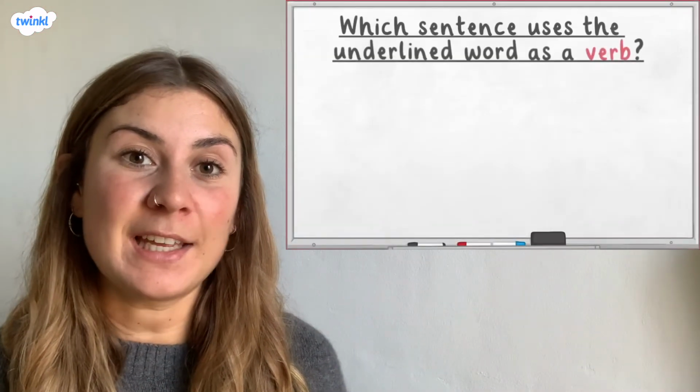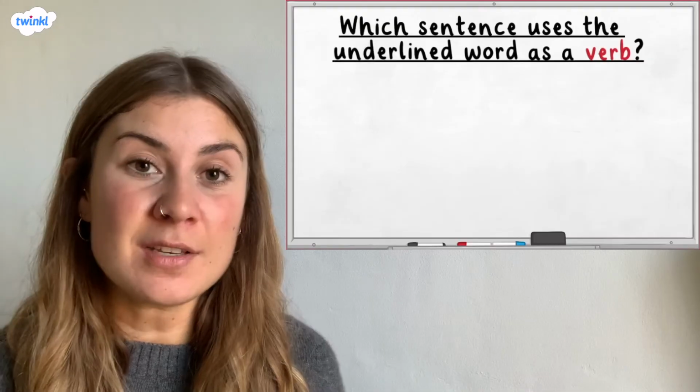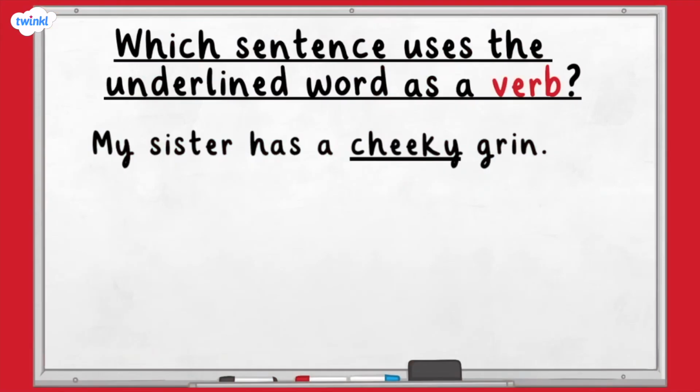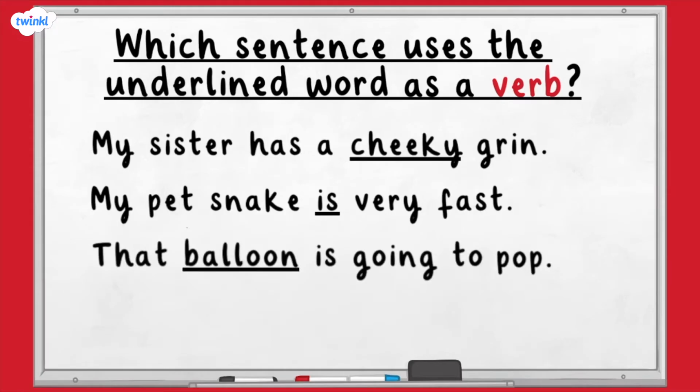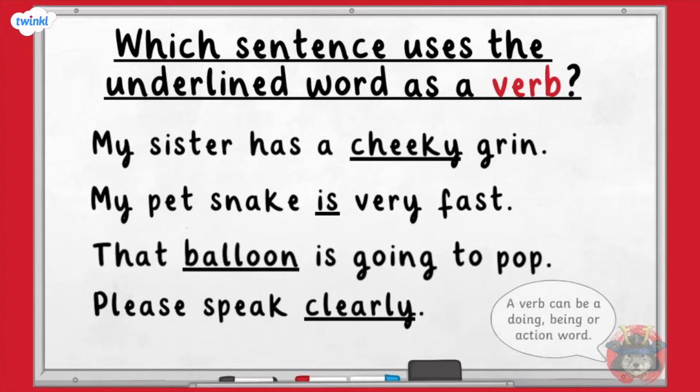This one is asking you to find the sentence that's using the underlined word as a verb. My sister has a cheeky grin. My pet snake is very fast. That balloon is going to pop. Please speak clearly.